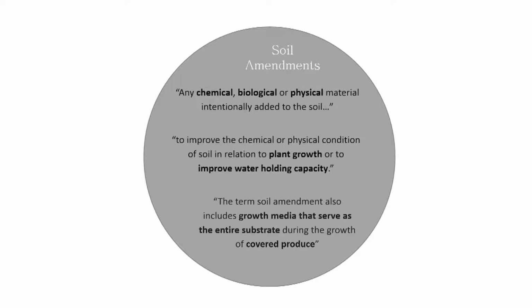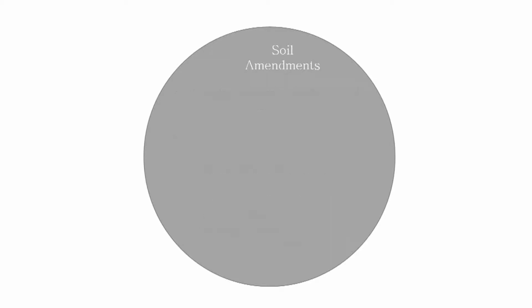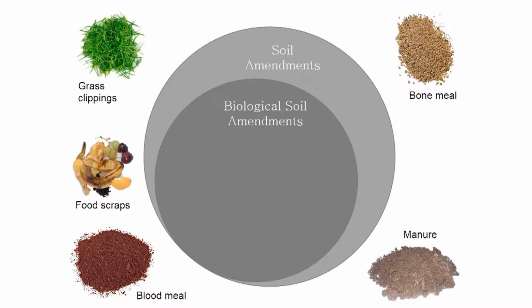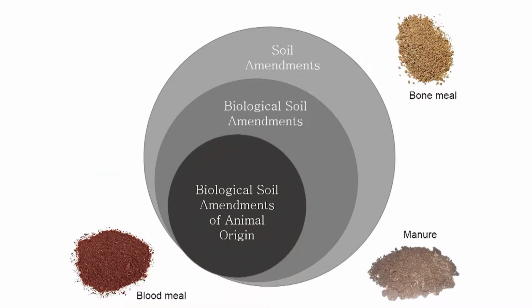Examples would include the substrate used to grow mushrooms and any soilless media, such as that used in some hydroponic operations. Within soil amendments, there are biological soil amendments, and FSMA defines these as any soil amendment containing biological materials. They also give some examples like manure, yard trimmings, sewage sludge, or food scraps. Within biological soil amendments, we have a narrower category that is biological soil amendments of animal origin. Of all the soil amendments that are biologically based, those that are made from animals fall into this category.